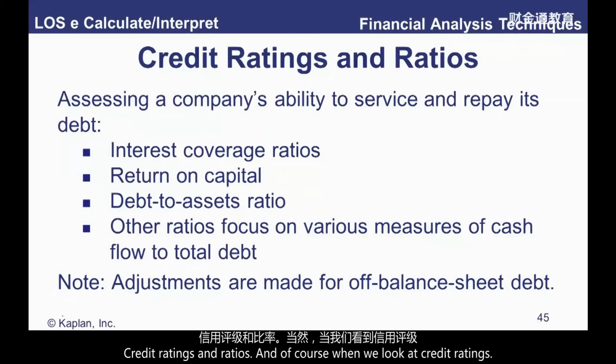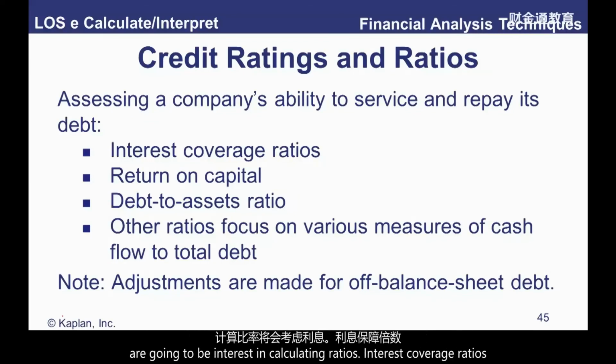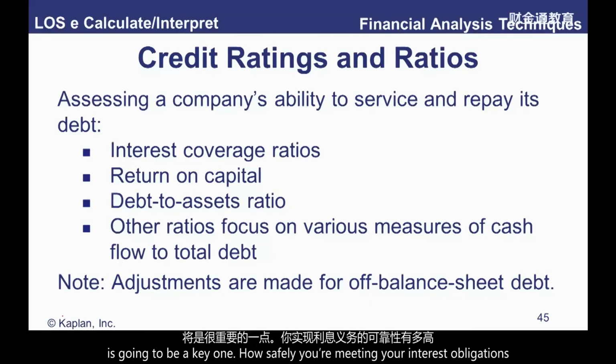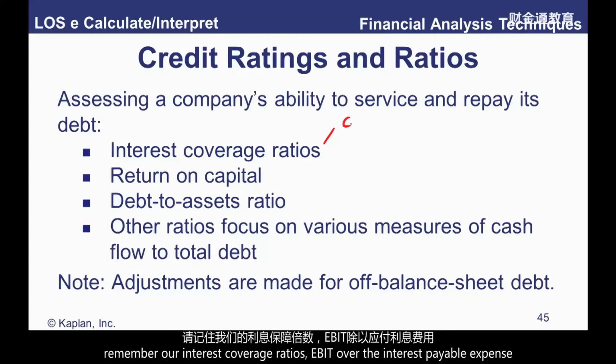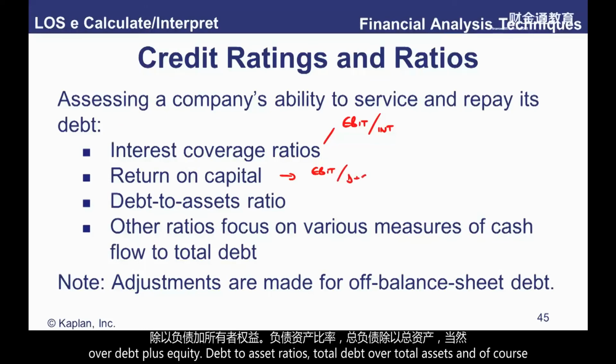Credit ratings and ratios. Well, of course, when we're looking at credit ratings, we're looking at our rating agencies, Moody's, Standard & Poor's, Fitch. Certainly they're going to be interested in calculating ratios. Interest coverage ratio is going to be a key one: how safely you're meeting your interest obligations. Remember our interest coverage ratio, EBIT over the interest payable expense. Return on capital: of course, we could look at it as EBIT over debt plus equity. Debt to asset ratios, total debt over total assets.